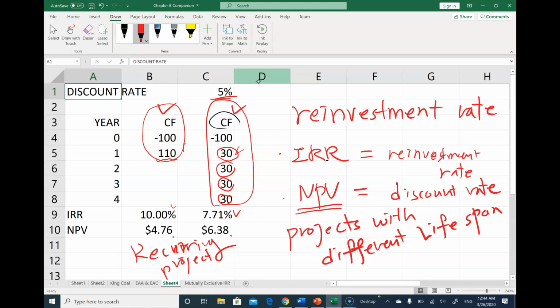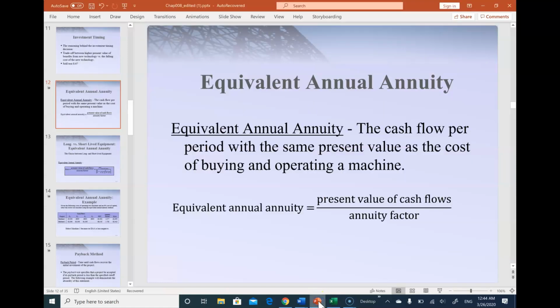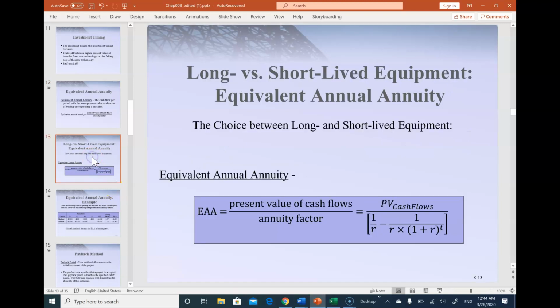So in case of the EAA, the idea of the EAA comes from the annuity factor and the present value calculations. I hope you guys remember that EAA is not really different from the annual payment calculations. So present value of an annuity was annual payment times the annuity factor.